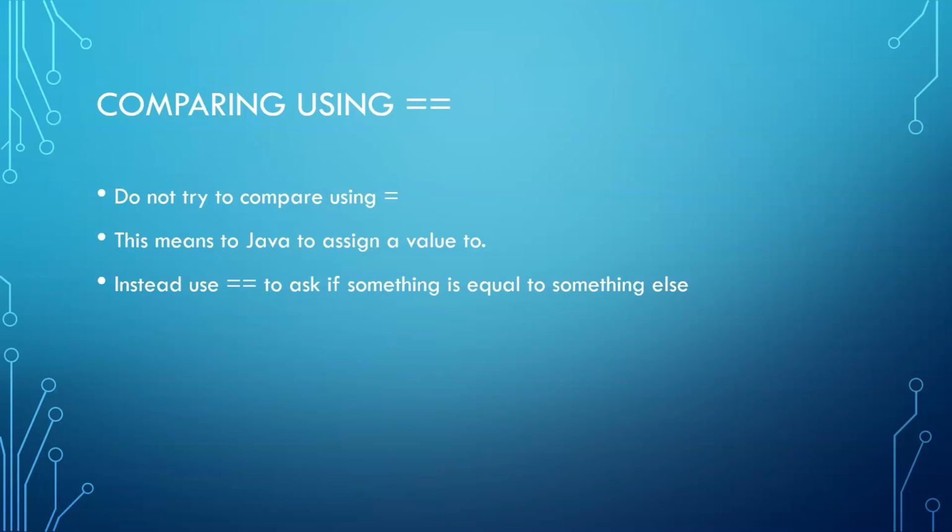So instead, we want to use a double equal sign to tell Java, hey, can you see if this first thing is equal to something else? Because if it is, I want to do something with it.